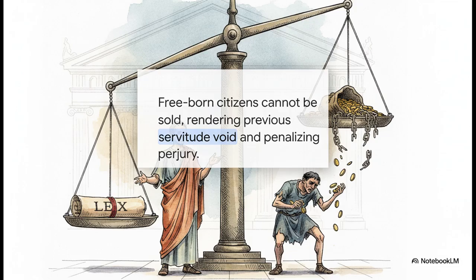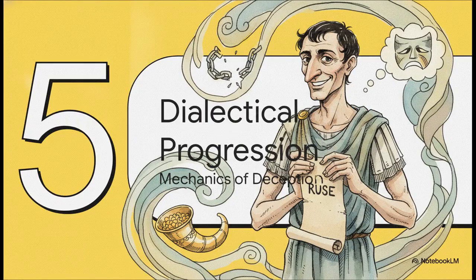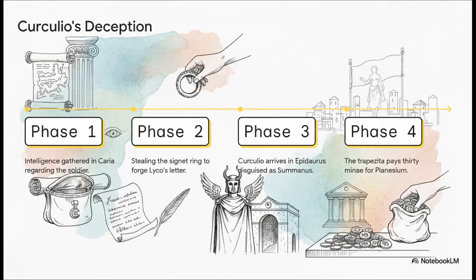Part 5. Dialectical Progression. The Mechanics of Deception. Now, the main structural conflict isn't actually resolved with swords or physical force. Instead, it's a brilliant psychological ruse pulled off by the play's namesake, Curculio, the parasitus edax, or the hungry parasite. This timeline maps out the incredibly satisfying, progressive architectural flow of his deception. It's essentially an ancient heist.